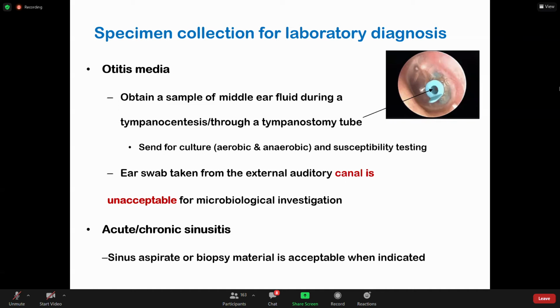If you are sending the sample to the microbiology lab, please do not put the biopsy specimen in formalin. Formalin will kill the organism and the microbiology laboratory will not be able to do anything with the biopsy specimen. If you're going to send a biopsy specimen to histology, then you can put it in formalin. But if it is coming to microbiology, please put it in an appropriate transport medium.